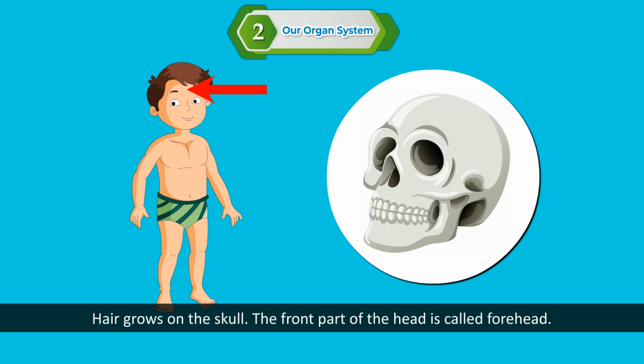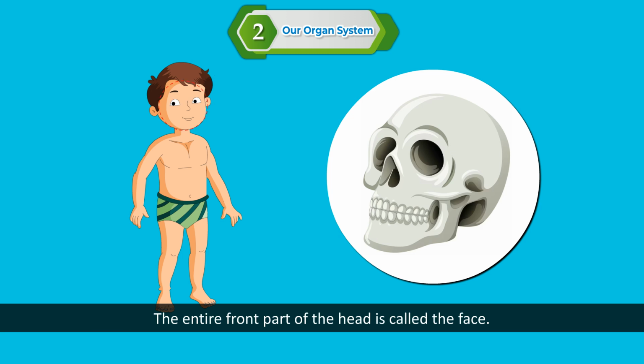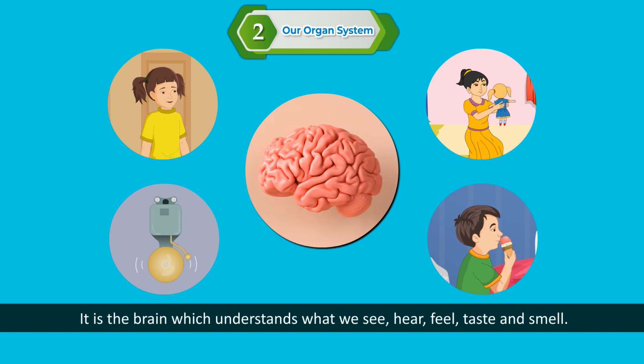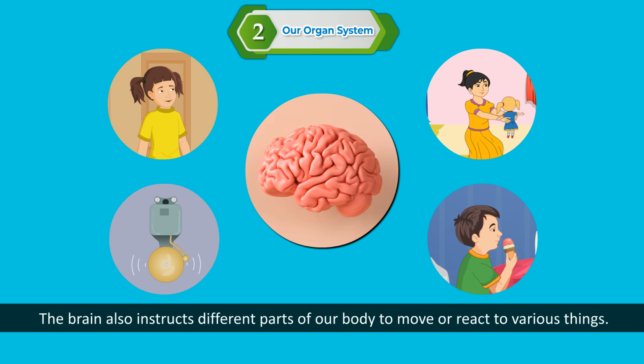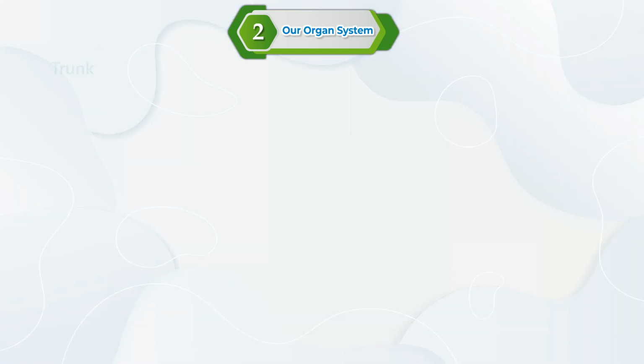The front part of the head is called forehead. The entire front part of the head is called the face. It is the brain which understands what we see, hear, feel, taste, or smell. The brain also instructs different parts of our body to move or react to various things.